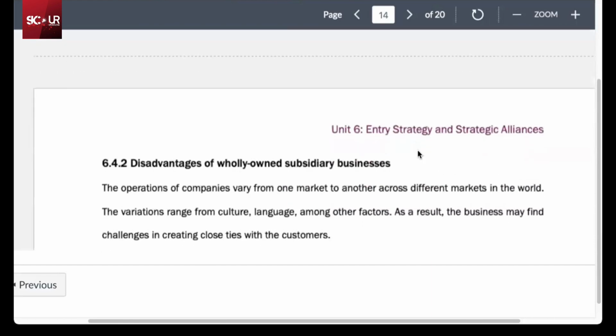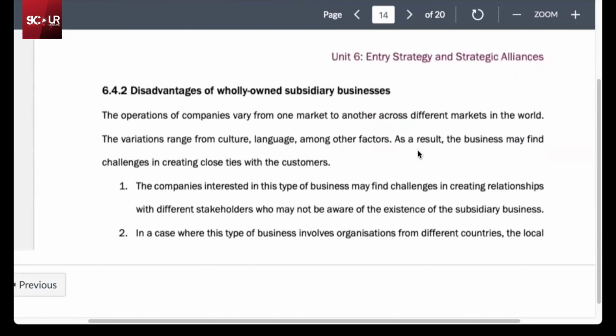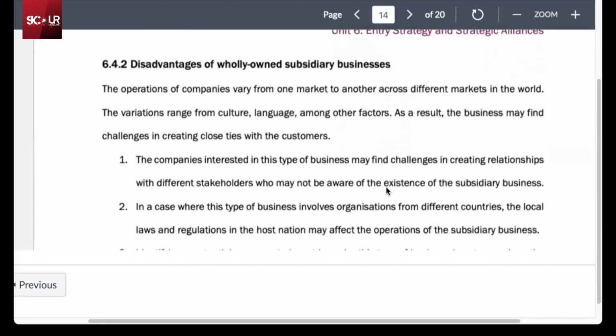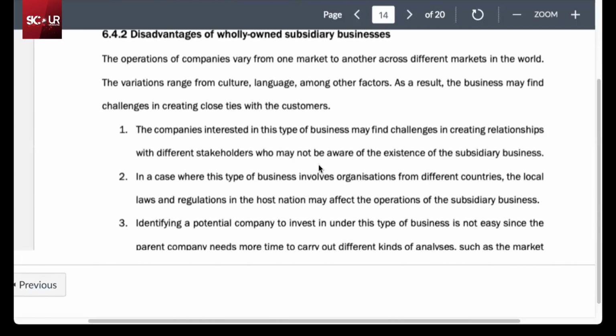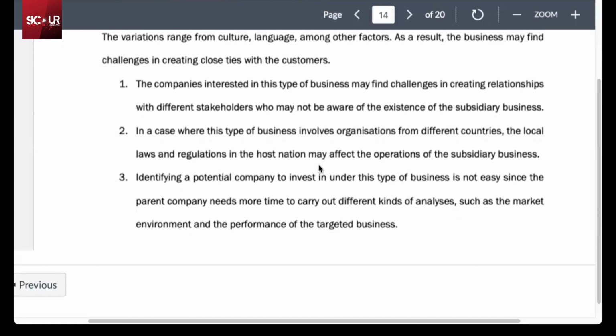However, the disadvantage of the wholly owned subsidiary business is that this type of business may find challenge in creating relationships with different stakeholders who may not be aware of the existence of the subsidiary business. And then this business also involves organizations from different countries. The local law and regulation may affect some of the operations in the business.